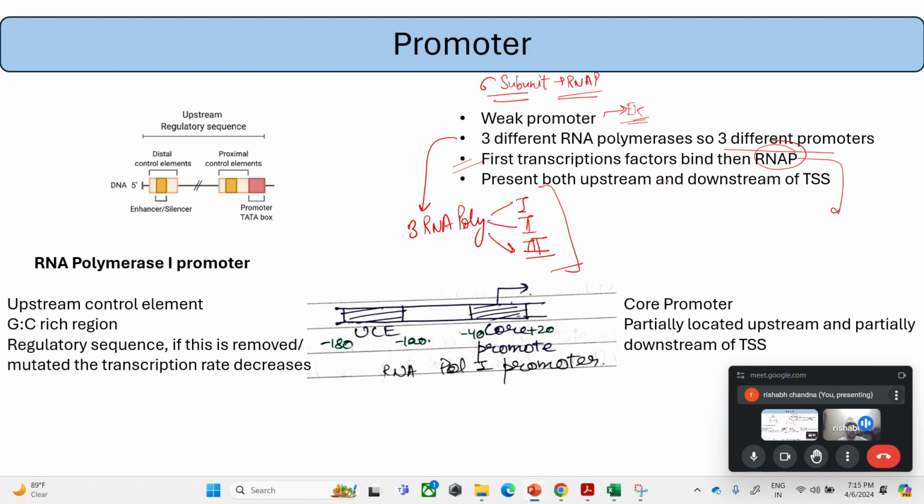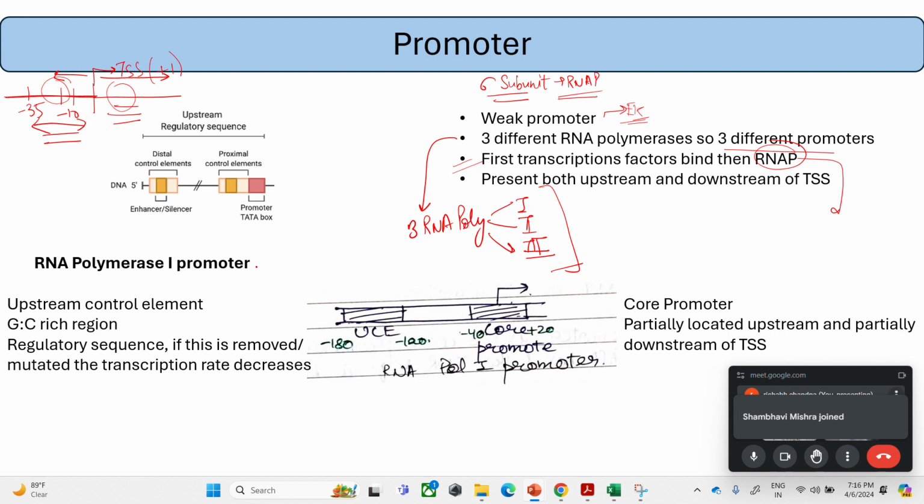And followed by this, in case of prokaryotes, as we have learned, this is the transcription start site. This is considered as plus one, before that is the upstream region, and after this is the downstream region. In prokaryotes, the minus 10 box and the minus 35 box were present upstream of the transcription start site only, and not downstream. But in case of eukaryotes, it is present both upstream as well as downstream. And it depends mostly upon the RNA polymerase type, what kind of promoter is present. Okay, we'll see that in a bit more detail.